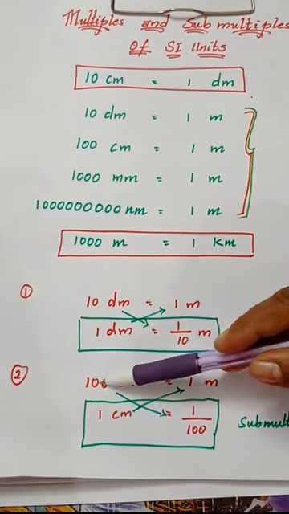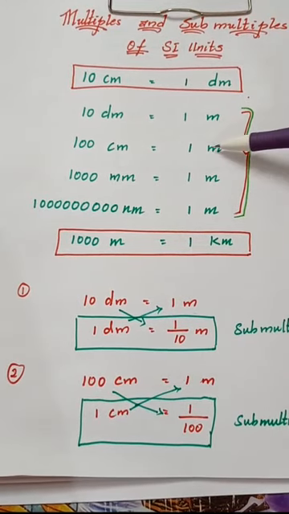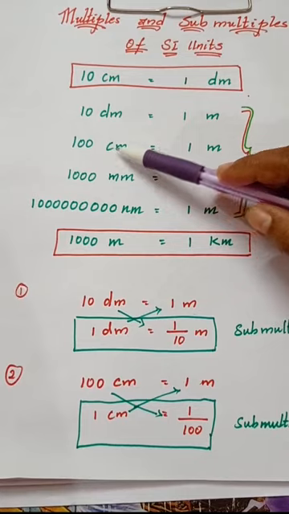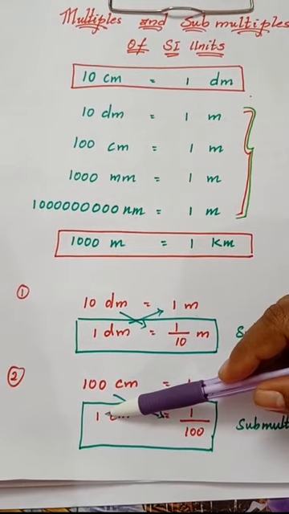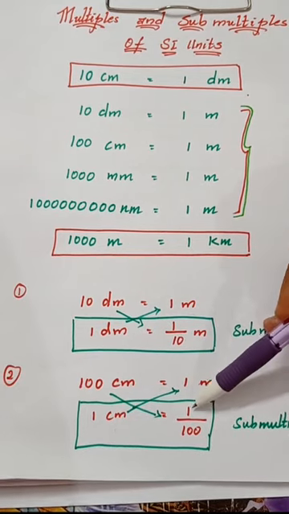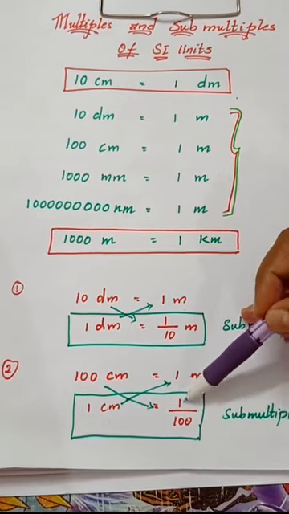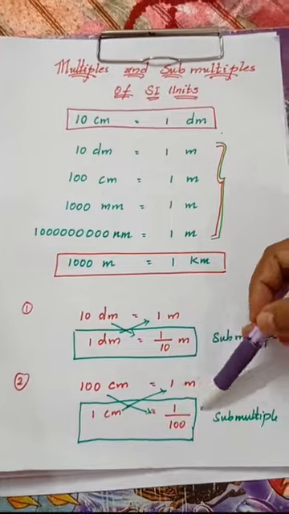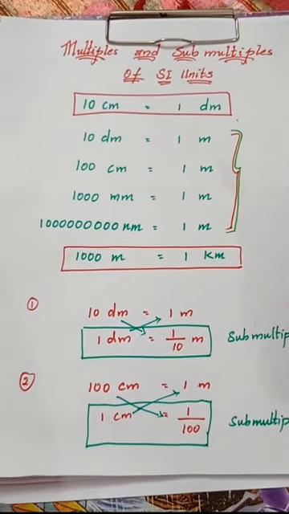And next we have 100 centimeter is equal to 1 meter. I've just taken this from here. 100 centimeter is equal to 1 meter. And then 1 centimeter is equal to how many meter, children? Just crisscross it, 1 by 100. And this is 1 by 100th meter. 100th of meter, that is a submultiple because it is lower than that.